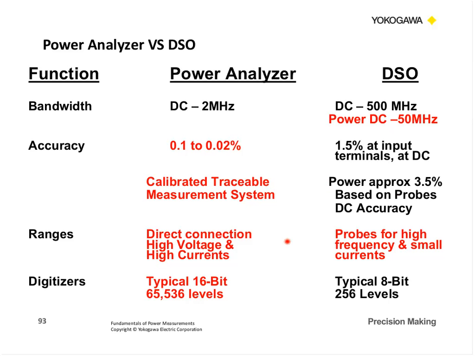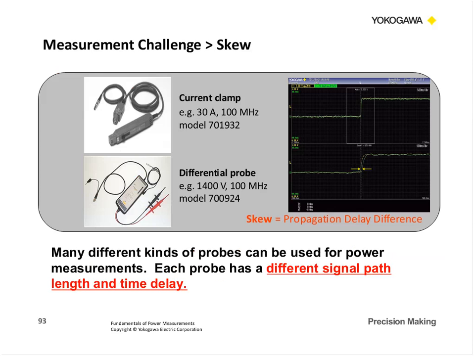But going on with the ranges, on the power analyzer we've got high voltage and high current ranges, direct connection. With the scope, we can use probes for small currents, very effective. With the power analyzer, we've got a 16-bit digitizer, high resolution, 65,000 levels, against 256 levels for the vertical resolution on your scope. So there are differences you have to be concerned with.